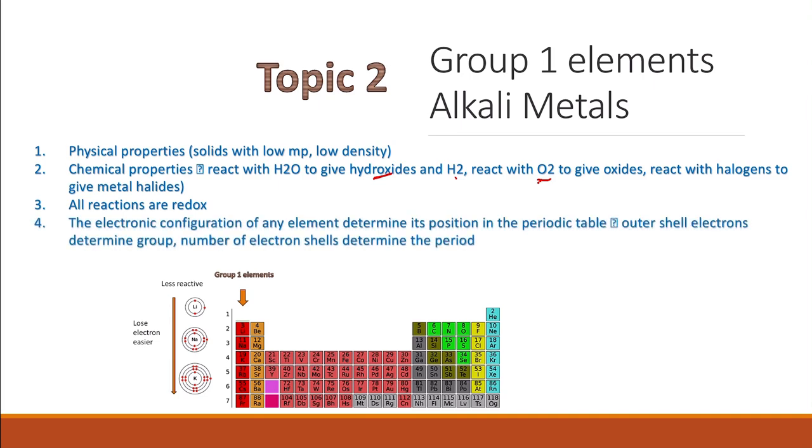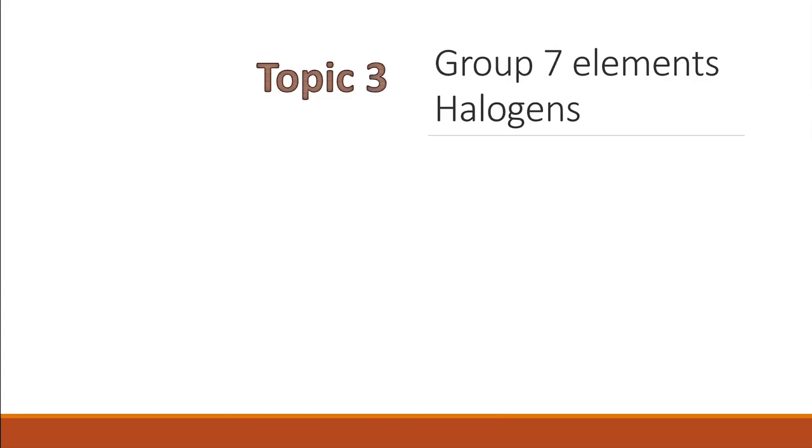The electronic configuration of any element determines its position in the periodic table, because the outer shell electrons determine the group and the number of electron shells will determine the period.